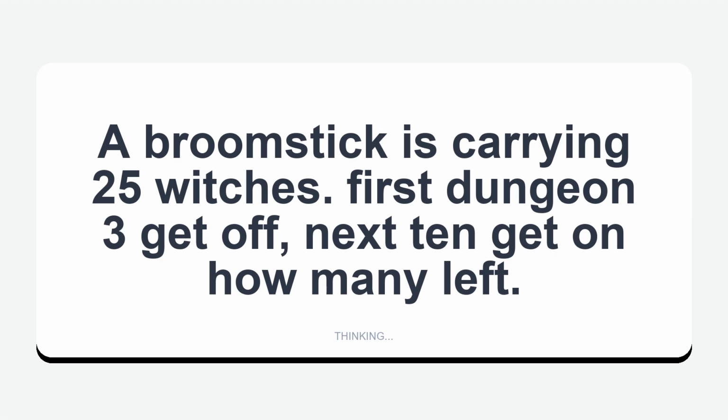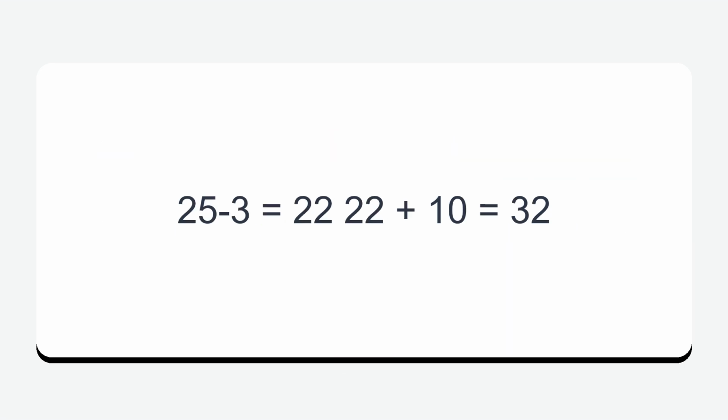A broomstick is carrying 25 witches. At the first dungeon 3 get off, at the next 10 get on. How many are left? 25 minus 3 equals 22. 22 plus 10 equals 32.